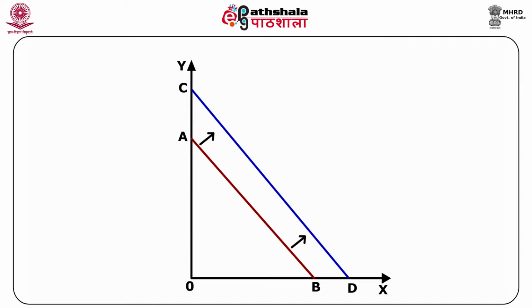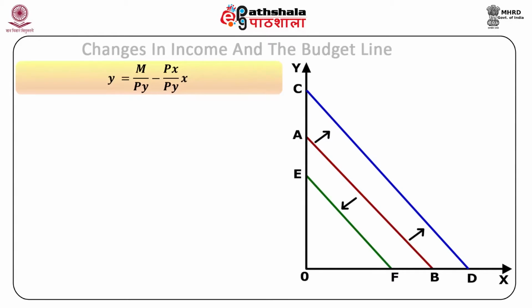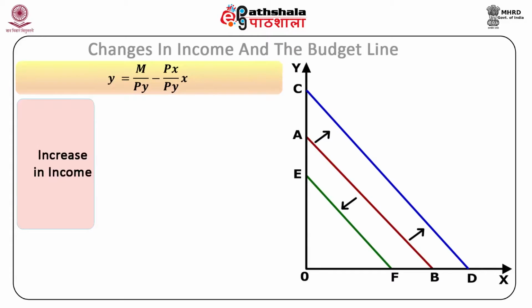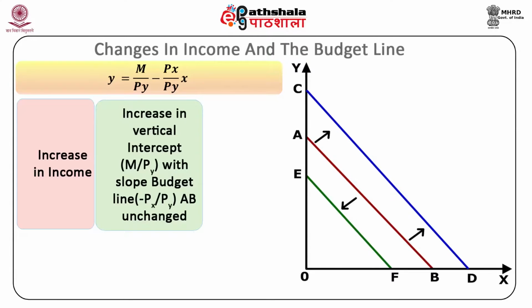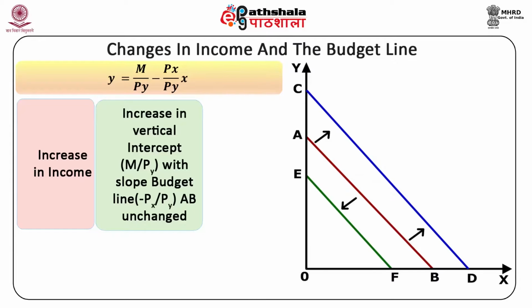On the other hand, if income of the consumer decreases with price of both goods remaining unchanged, the budget line shifts downward to EF. This can be easily understood from equation third. An increase in income will increase the vertical intercept m upon py, leaving the slope of the line AB, that is minus px upon py, unchanged.